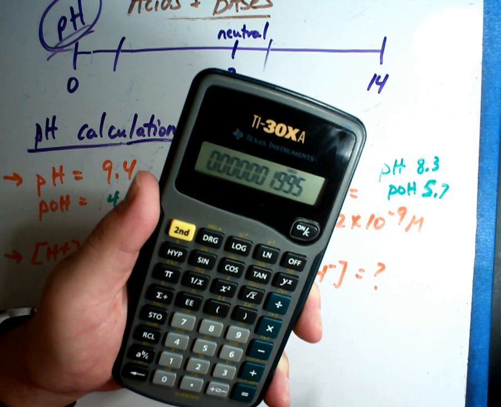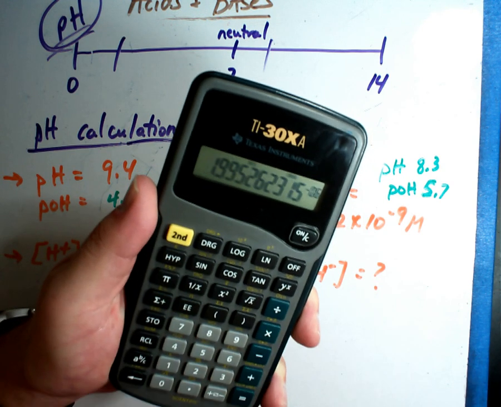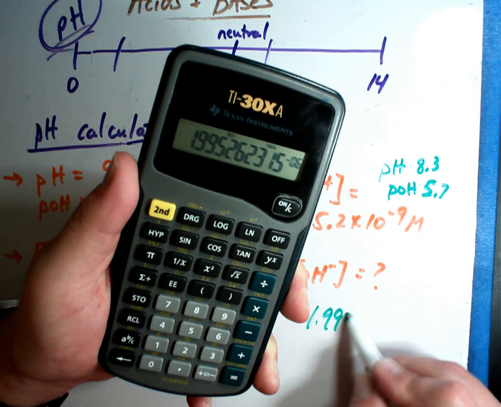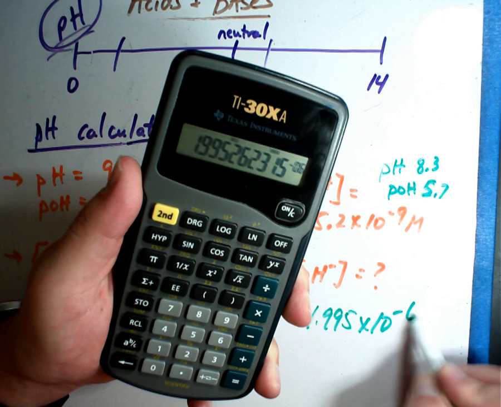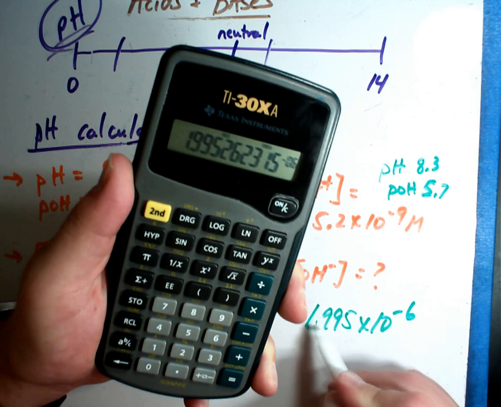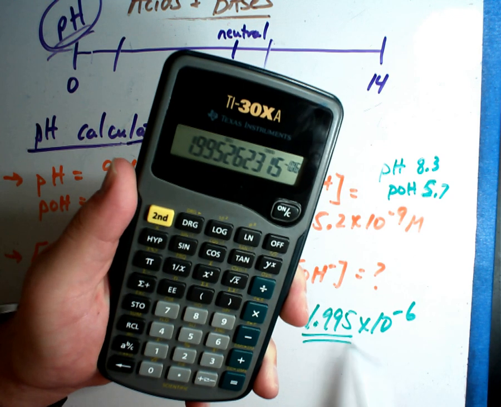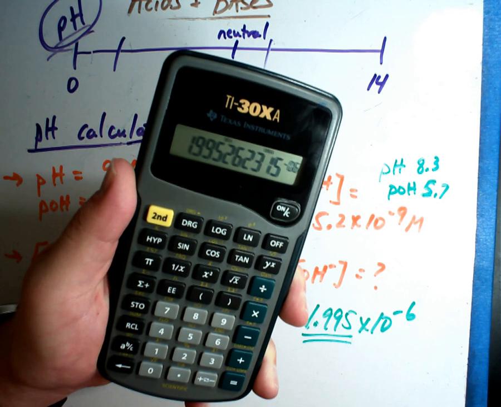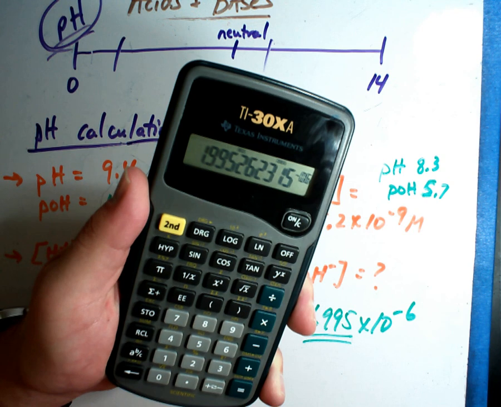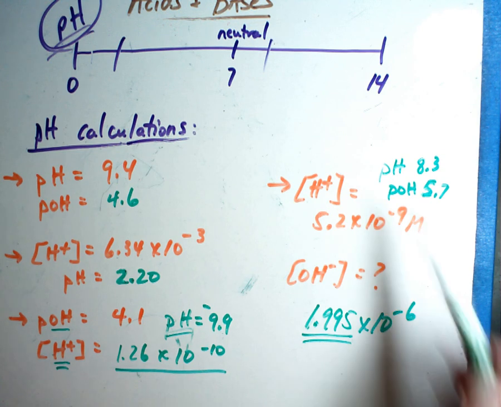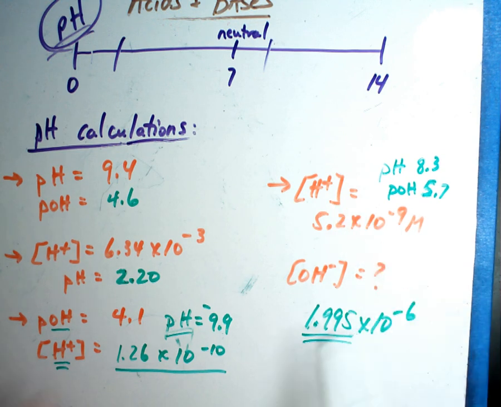Oh, that's a bunch of decimals, so I'm going to switch it to scientific mode. 1.995 times 10 to the negative 6, and you should be close to that. But what happens if I round it at 2 times 10 to the negative 6? You can tell you are right at that answer. That's good enough. 1.995 times 10 to the negative 6, or 2 times 10 to the negative 6. This is how you calculate pH concentrations, like this, or pH values. You're doing a great job.